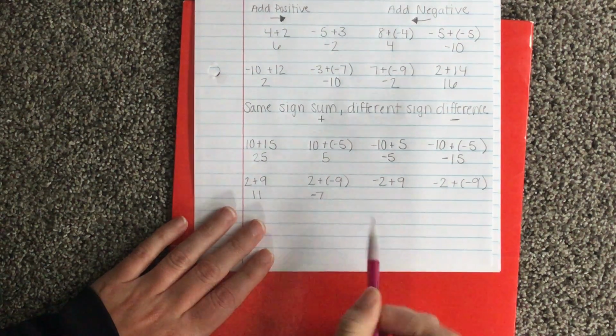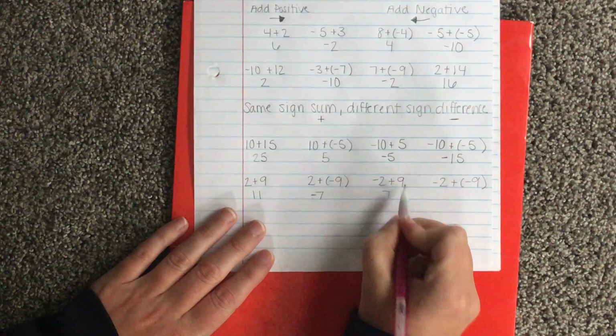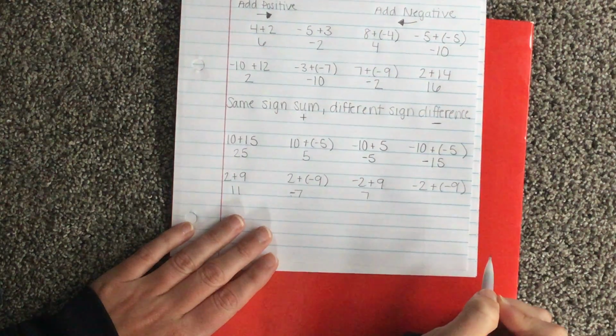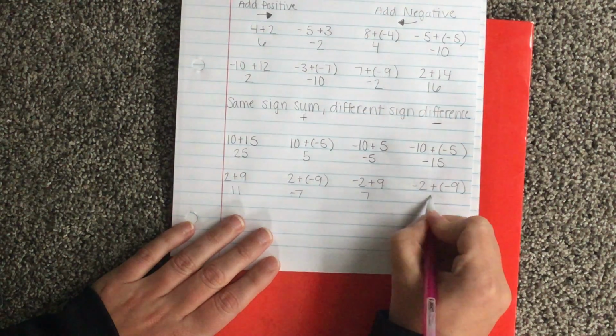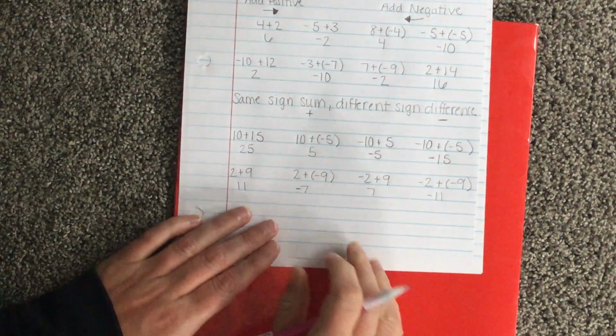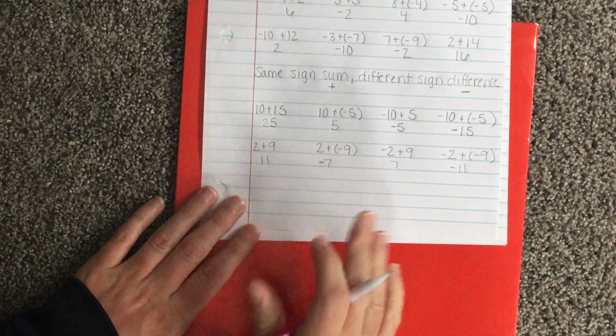Different sign, difference. I'm subtracting. The larger number is positive, so my answer is positive. These have the same sign, so sum. They're both negative, so my answer is negative. Let's go one more round.